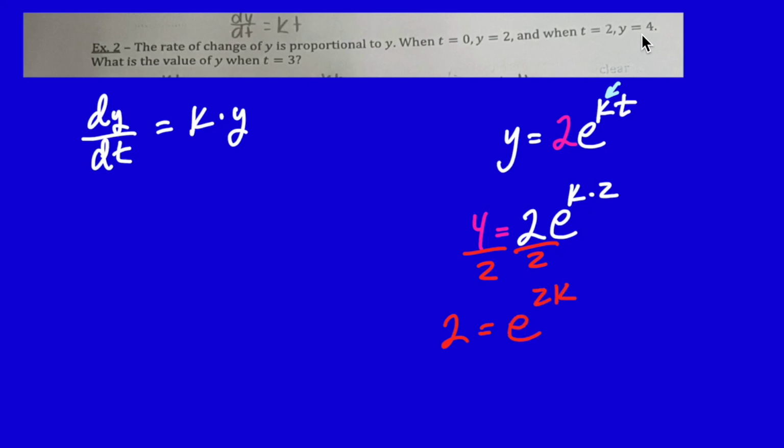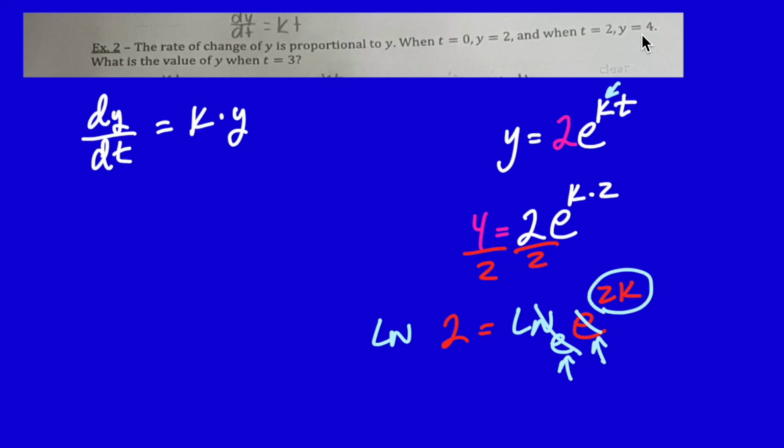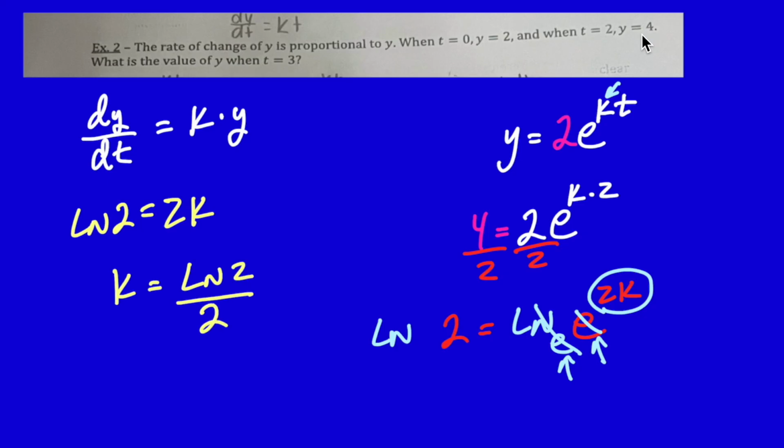We're now going to take the ln of both sides, and when we take the ln of the right side, because the base of ln is e, when the base of the log matches the base of the argument, these cancel and you're left with the exponent. So now over here on the left in yellow, we're going to have ln of 2 equals 2k. Therefore, k is going to equal ln of 2 divided by 2.